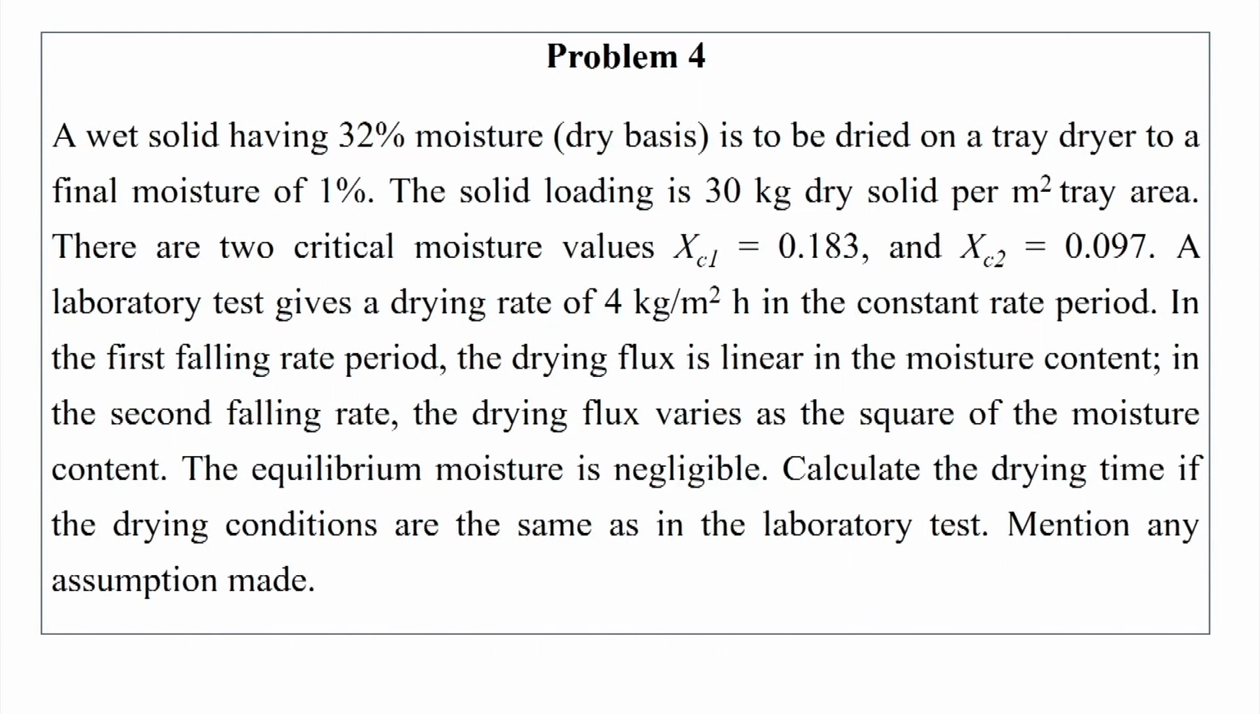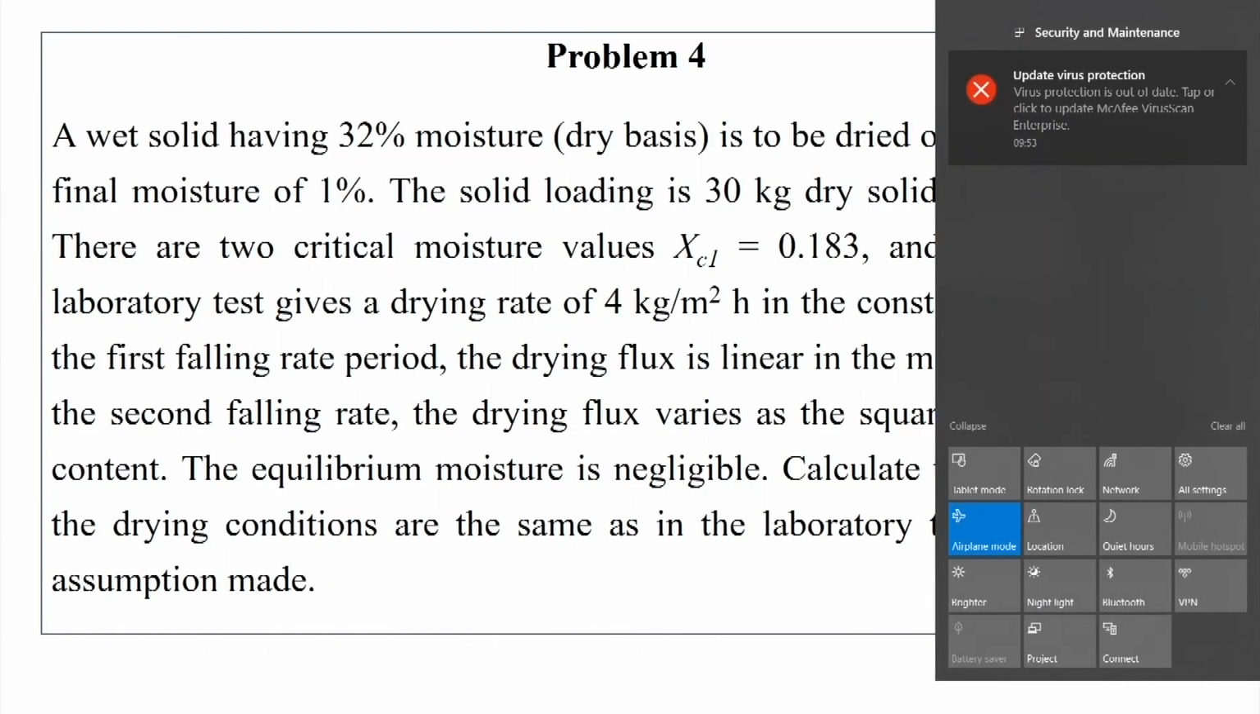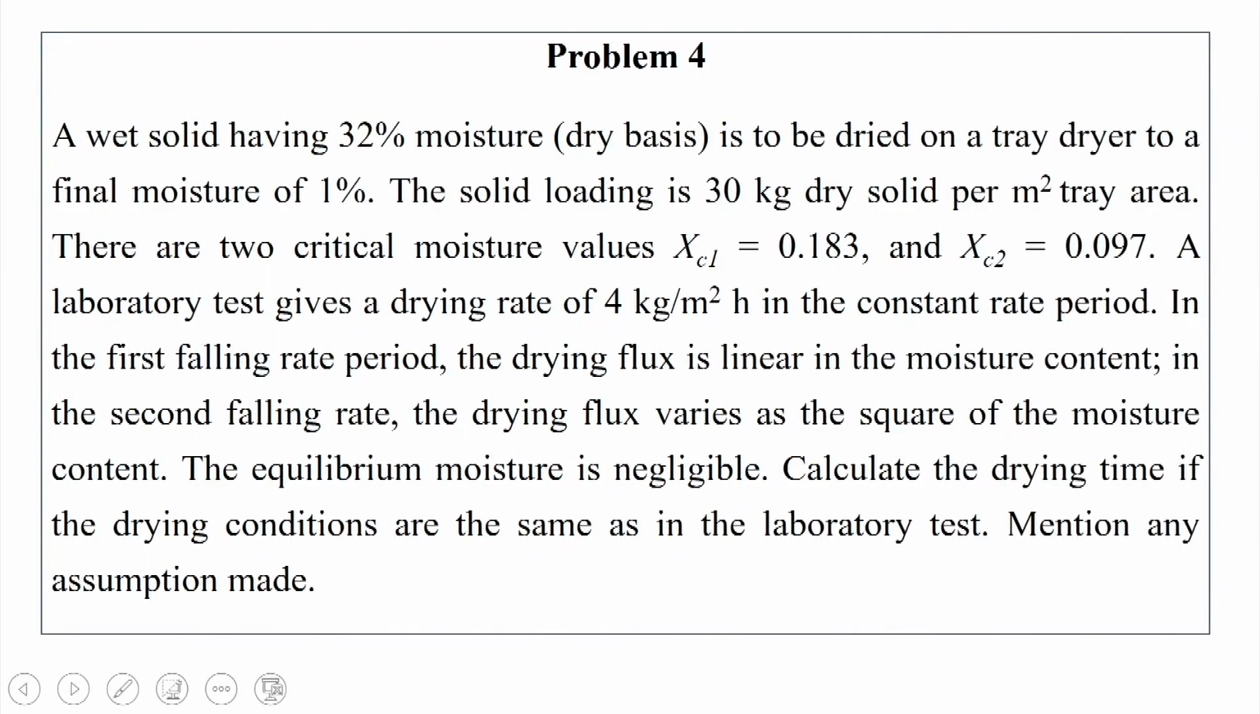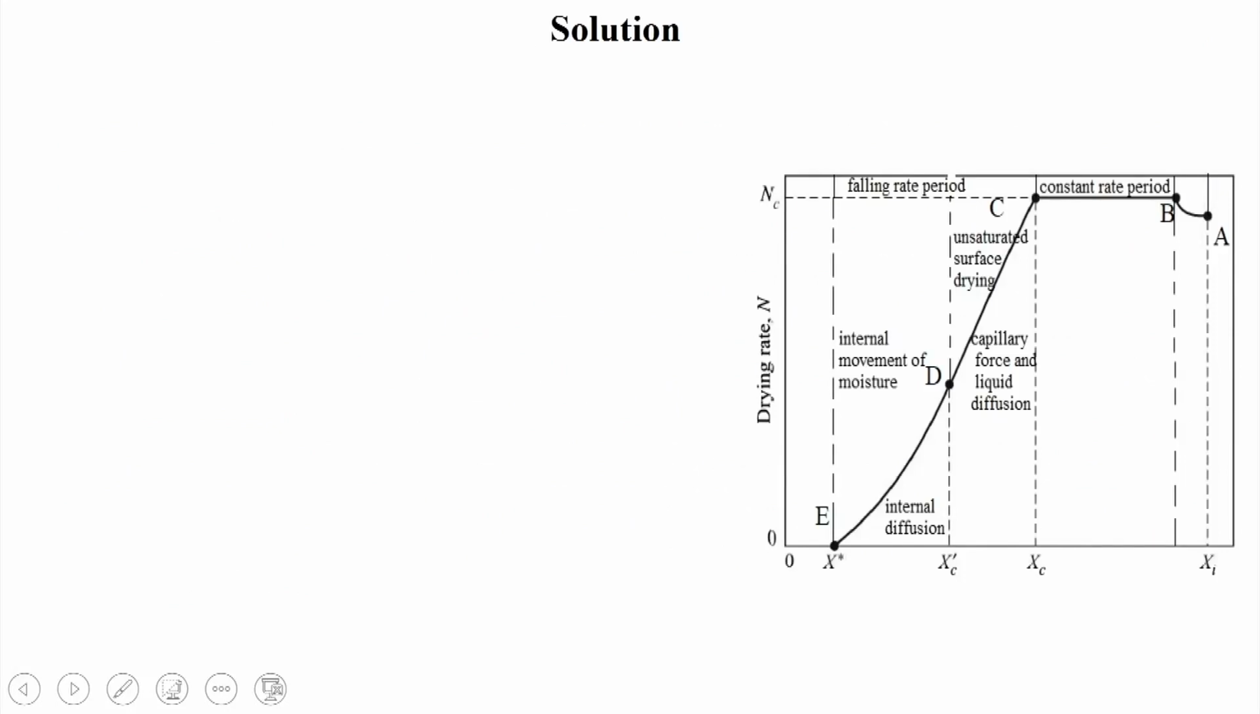We need to calculate the drying time, if the drying conditions are the same as in the laboratory test, so we need to mention any assumption we have made. We will do this step by step, but here there are two different falling rate periods: the first falling rate period will follow linearity, and the second falling rate period will be proportional to x square. So, let us start solving the problem like this.